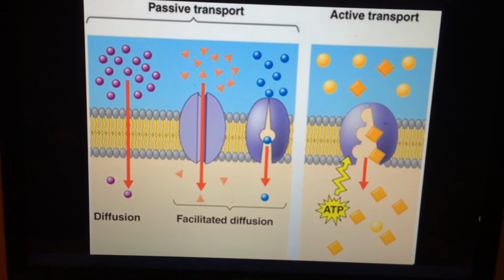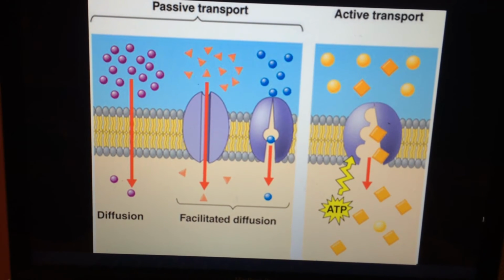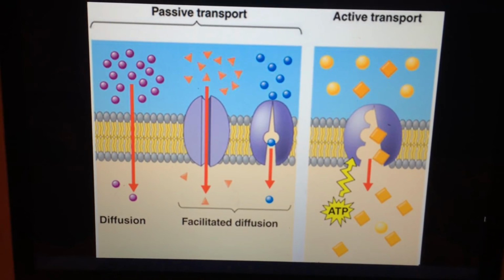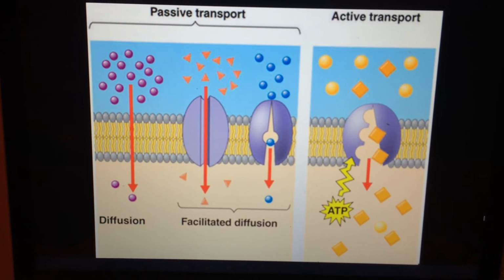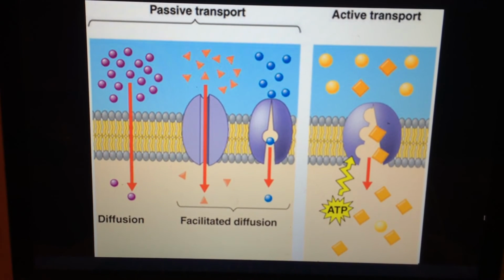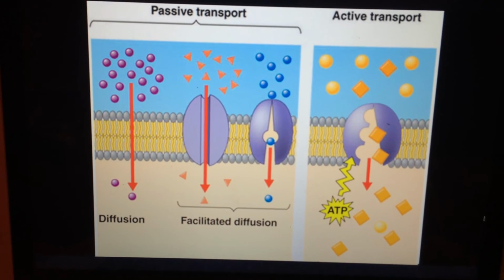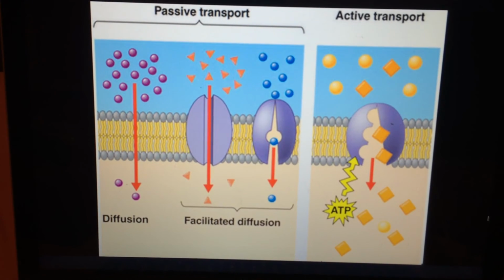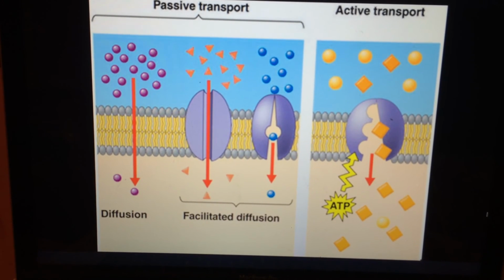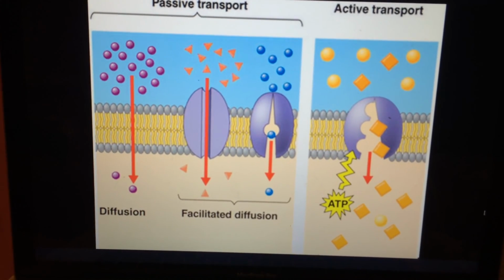Now, while active transport requires energy in the form of ATP, passive transport requires no energy. Also, active transport moves from low to high concentration against a concentration gradient, while passive transport moves from high to low concentration down a concentration gradient.